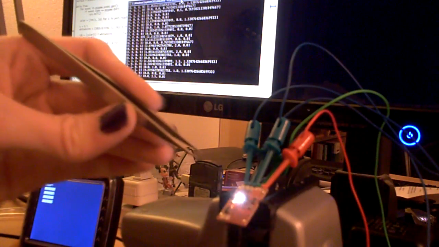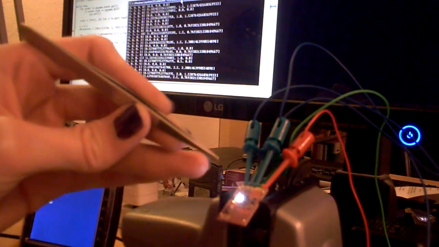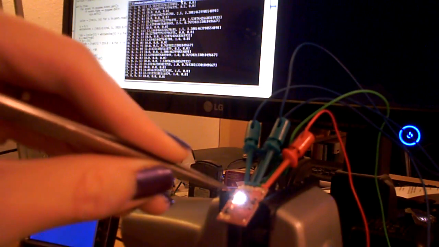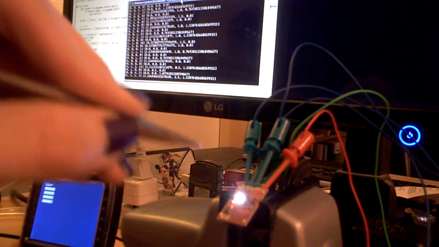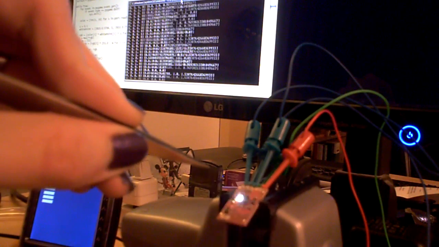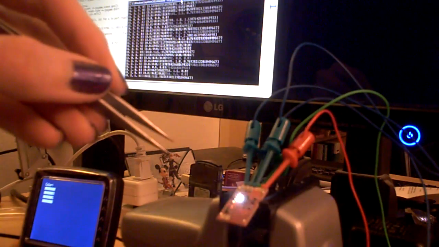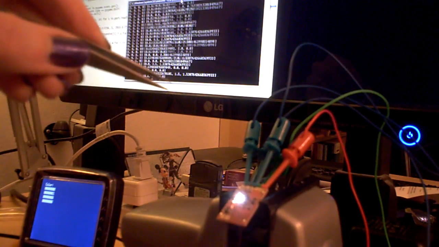Pardon my voice, I'm still getting over a cold. It has a little surface mount white LED, and then the integrated sensor package, which has red, green, blue, and clear sensor chips, and a built-in 10-bit A to D converter with a convenient I2C interface.